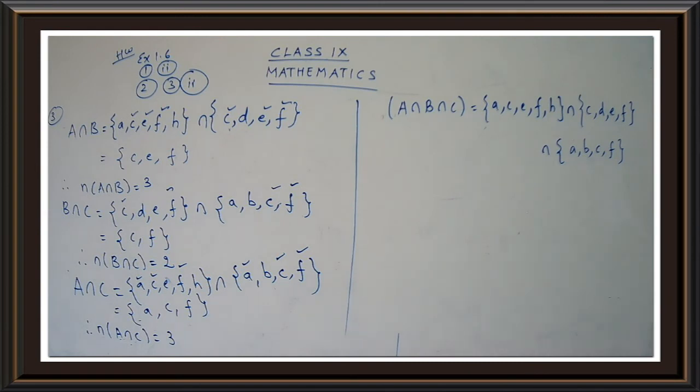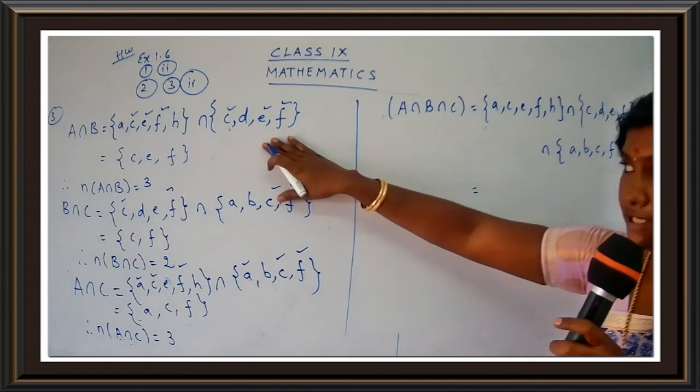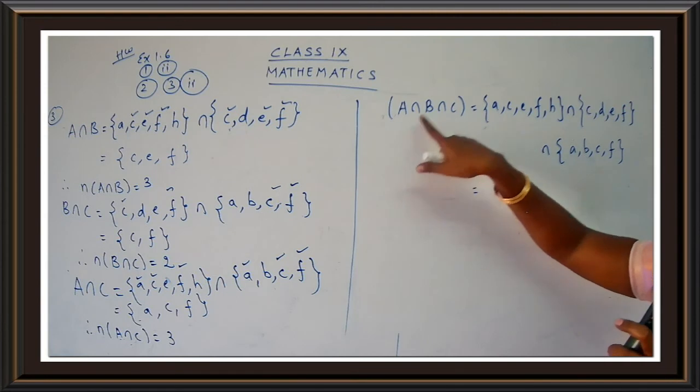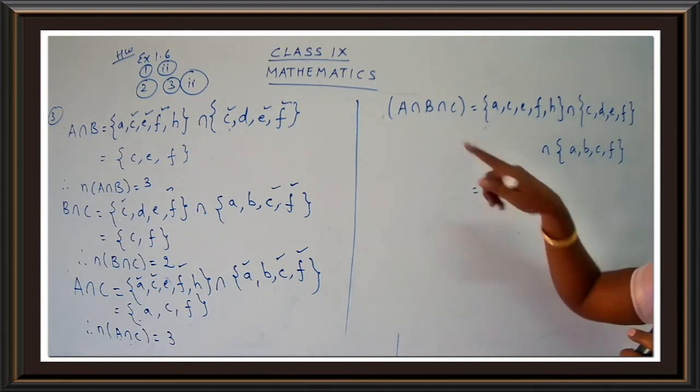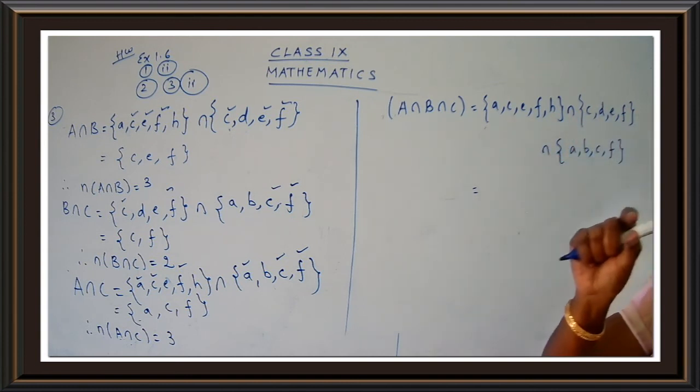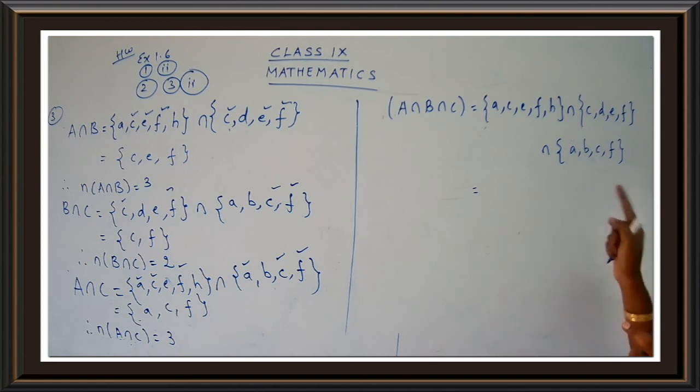So A, C, E, F, H intersection C, D, E, F intersection A, B, C, F. Okay, so now what we are going to do here is find the common member in all the 3. For A intersection B, we just found the common from 2 sets, A and B. Now here it is A, B and C, so you are going to choose the common element from all the 3. That means if you are choosing an element, it should be present in all the 3.